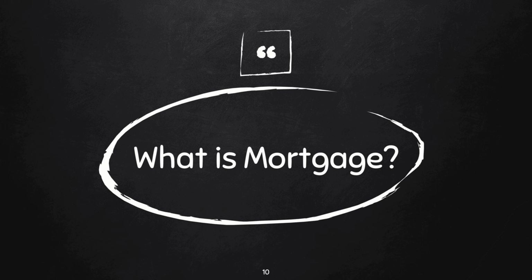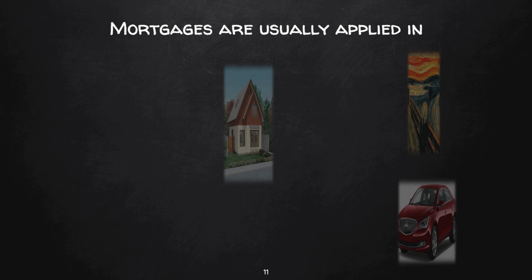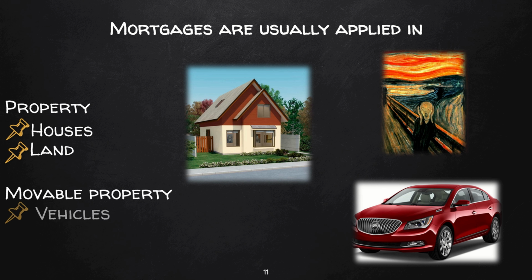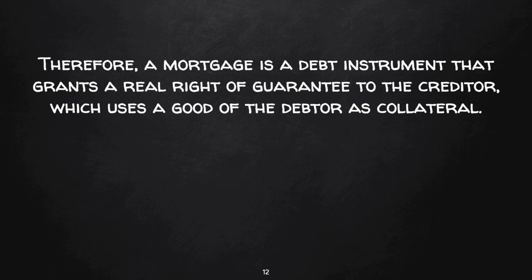What is a mortgage? Mortgages are usually applied to, first, immovable property, such as houses and land. The second, movable property, such as vehicles and artworks. Therefore, a mortgage is a debt instrument that grants a real right of warrant to the creditor, which uses a good of the debtor as collateral.